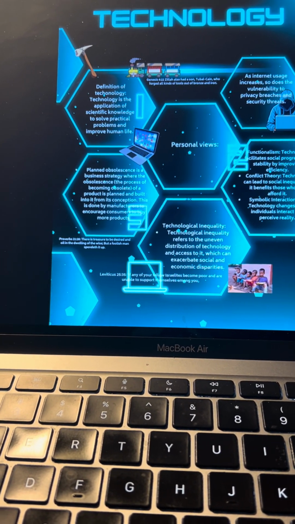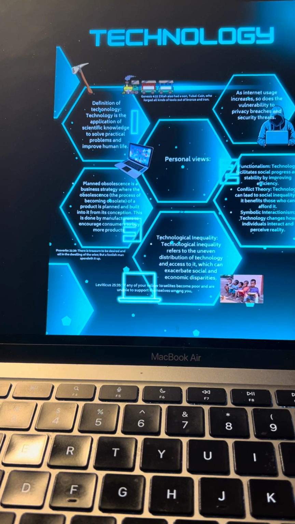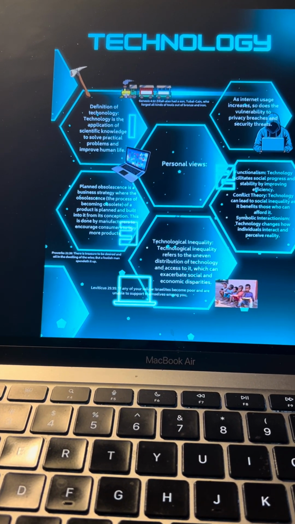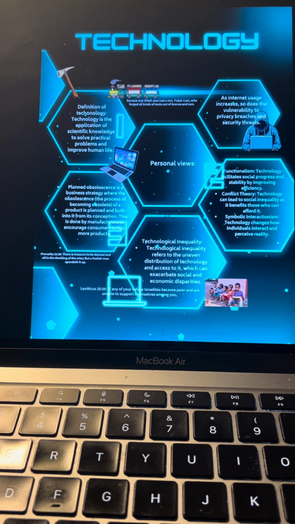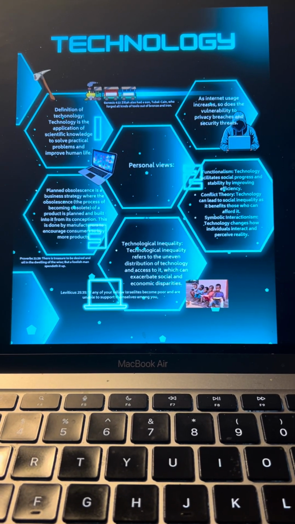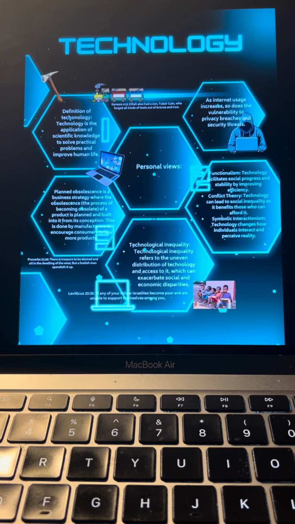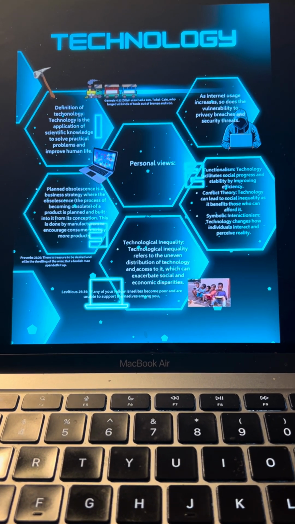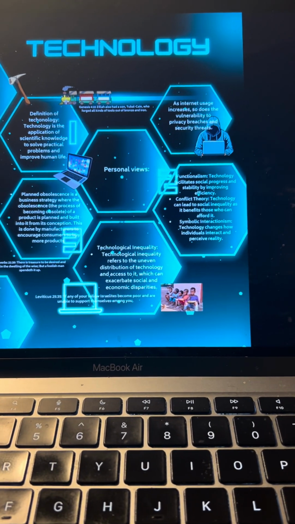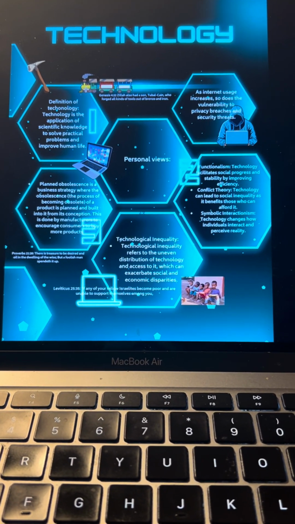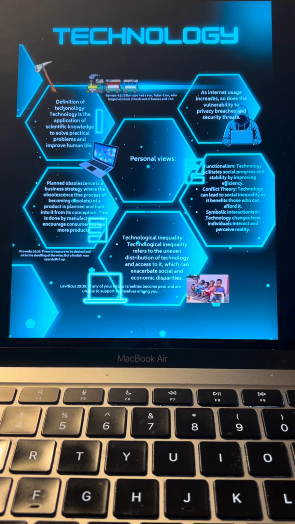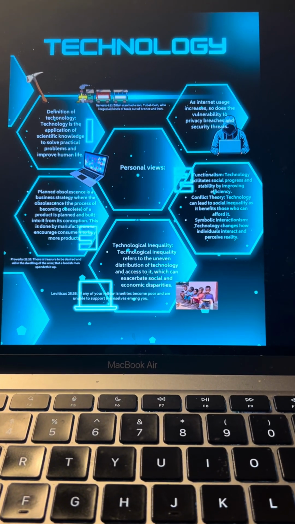And lastly, symbolic interactionism holds that technology changes how people interact with each other. For example, when you have a car or a vehicle, you'll be more accessible to resources and to people. You can communicate with people more efficiently. So that's how technology has changed small interactions between people as well. So those are the three major sociology theories that could explain technology to some degree.